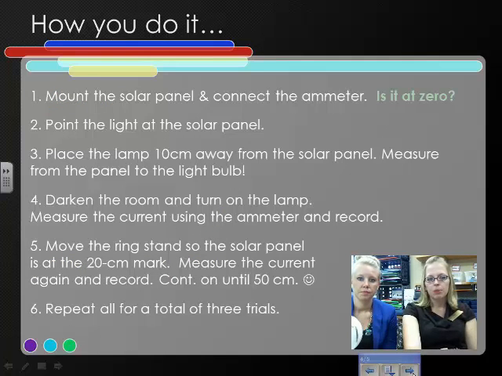So here's your procedure spelled out. One thing you need to pay attention to right away with step 1 is if you connect your ammeter, you need to make sure it's at 0. Remember, if it's below 0, then you need to flip-flop your alligator clips on the back. Yep, you've got your electrons going backwards. That's never good.